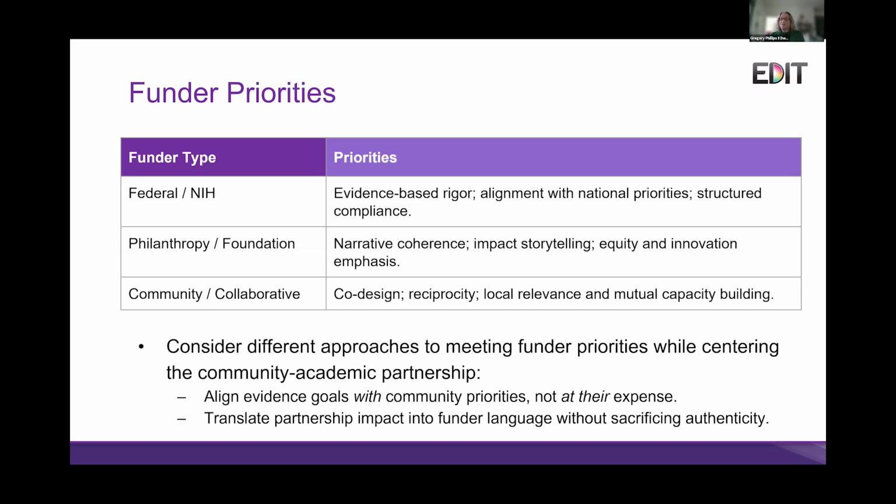So specifically, align evidence goals with community priorities, not at their expense, and make sure you're able to translate what impact your partnership will have to the funder while also not detracting from the authenticity, not overstating things, not decentering the community. Think about ways to do this in a way that will still be appealing to the funder.